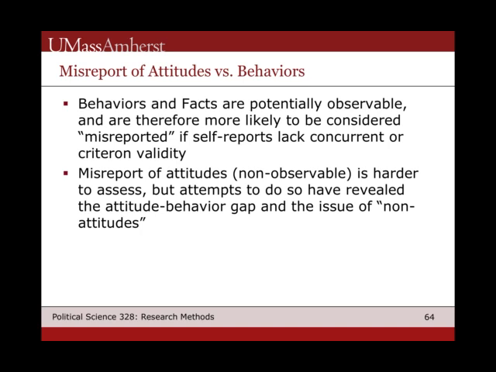So with behaviors or fact-like statements like, did you vote? Did you donate money to charity? Do you attend church regularly? You could imagine that these are potentially observable, right? The same with income. Because in essence, you can go and check out concurrent or criterion validity. So you can actually go and find some gold standard like IRS tax returns.